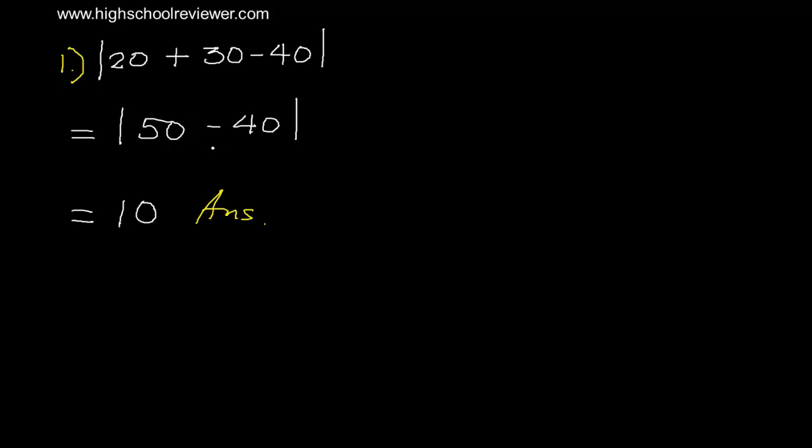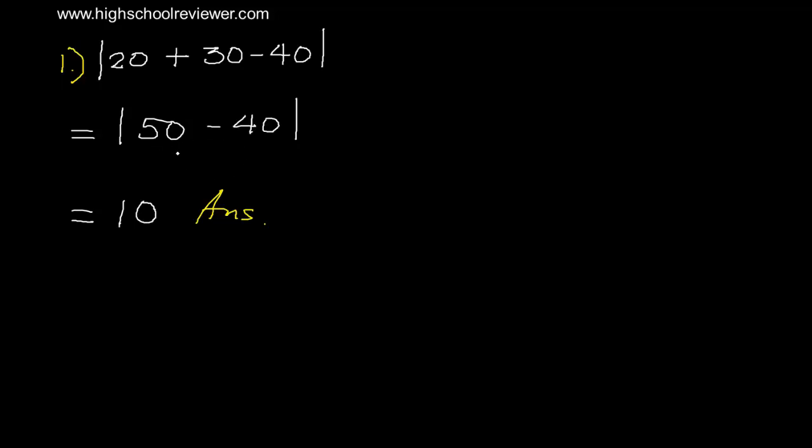Here now are the answers to our exercises about the absolute value. For problem number 1, we have the absolute value of positive 20 plus positive 30 minus 40. To solve this, you must first perform all the operations inside the absolute value symbol. So first, we are going to add 20 and 30. This will give us positive 50.